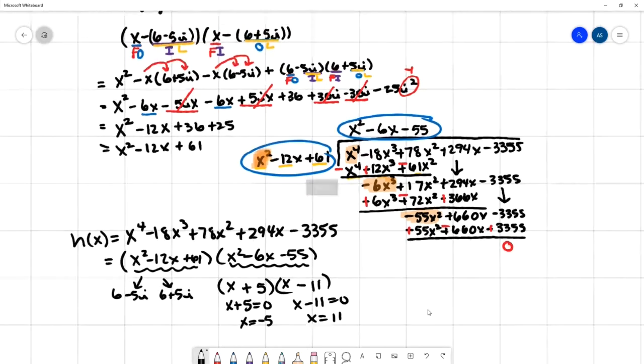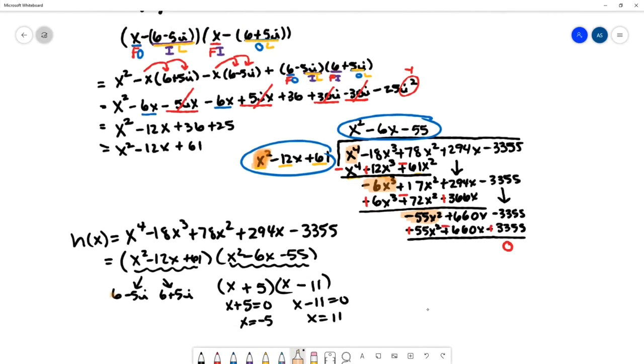So we started off with this given 0. We used the conjugate pairs theorem to get this 0. And once we divided out that factor, we got the other two remaining zeros of negative 5 and 11.